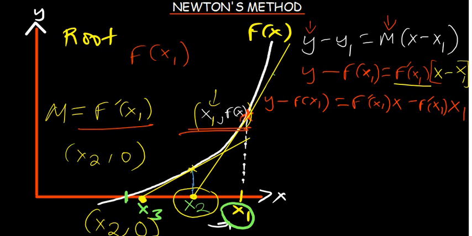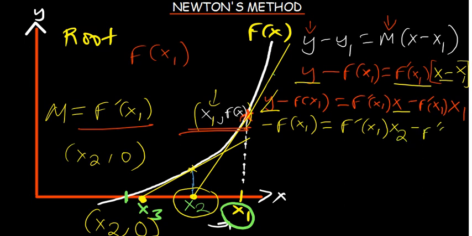So if you want, you can substitute from the first point, but I can just substitute from the second point where there's y and x. So where there's y, I'll put what? It was a 0. And then we're going to remain with negative f of x1 equal to f prime of x1 multiplying against what? The value of x at that point was x2, minus f prime x1 x1, right?